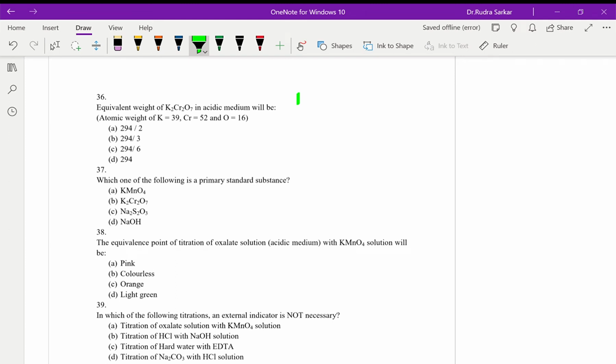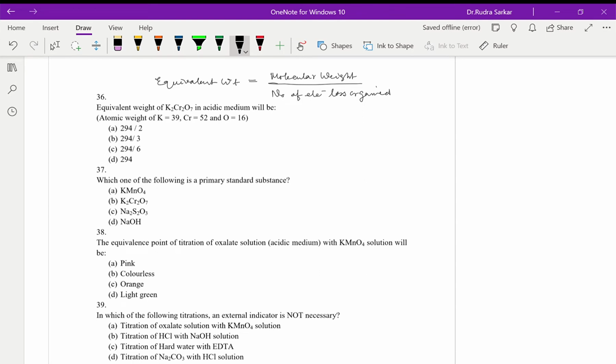Okay, it's given in question number 36 to find out the equivalent weight of K2Cr2O7 in acidic medium. So we know equivalent weight is molecular weight divided by the number of electrons involved, lost or gained.